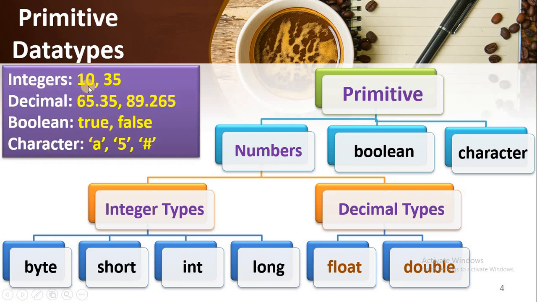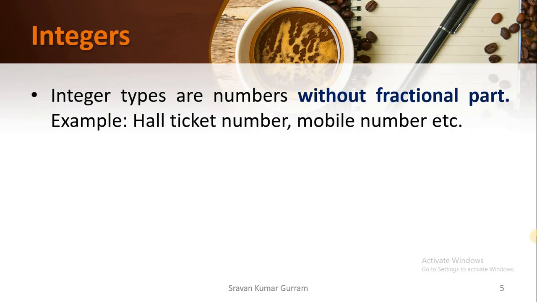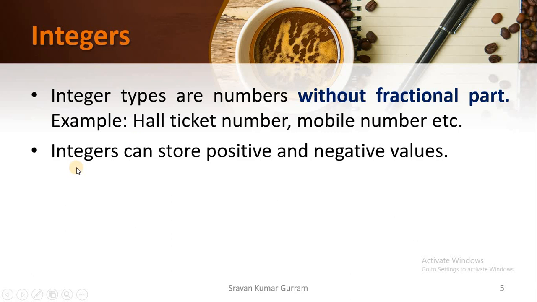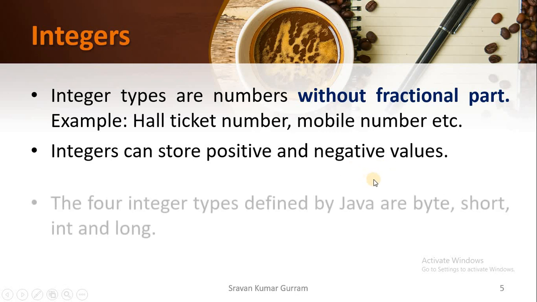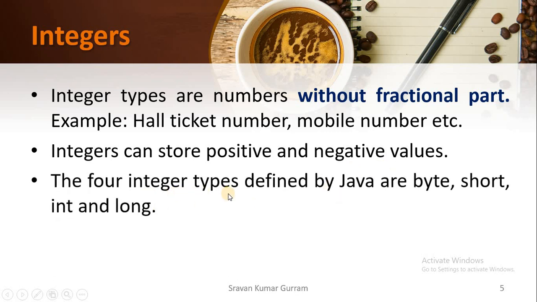Integers can be used to store a number without a fractional part. That is the basic property of integer types. Integer types are numbers without a fractional part, as we discussed. Examples: hall ticket number, mobile number, etc. Here the hall ticket number also generally may not have a fractional part. With the help of integers, we can store positive values and negative values also. The 4 integer types defined by Java are byte, short, int, long, as we have seen just now.